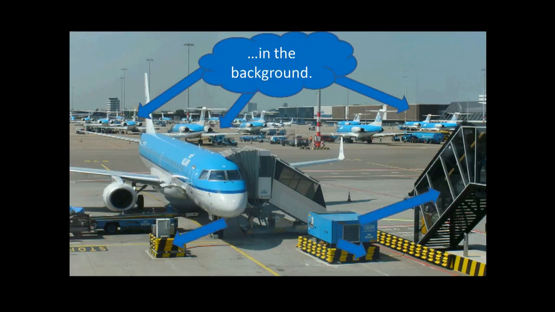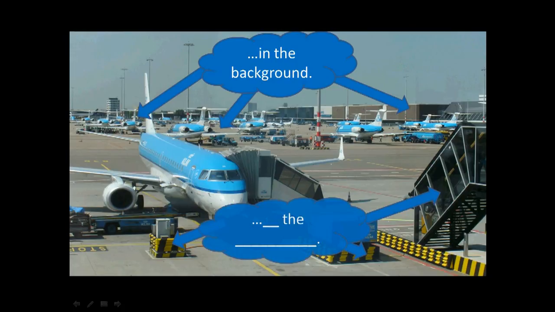Now, how about these? 1, 2, 3. These are close to us. So we say in the foreground. So in the foreground, in the background. There is a staircase in the foreground. There are some other planes in the background.